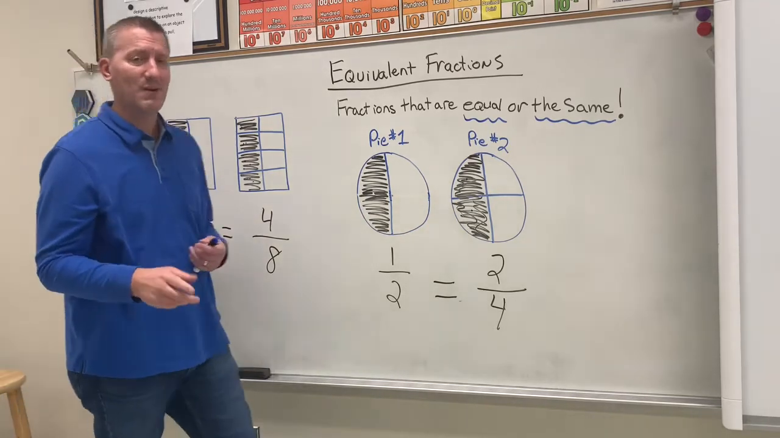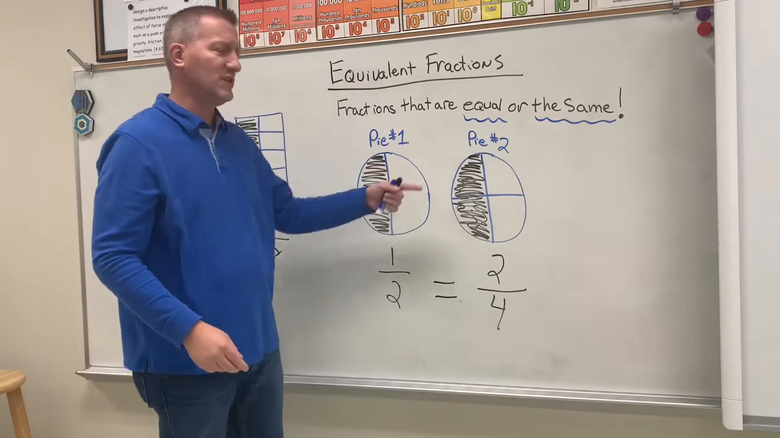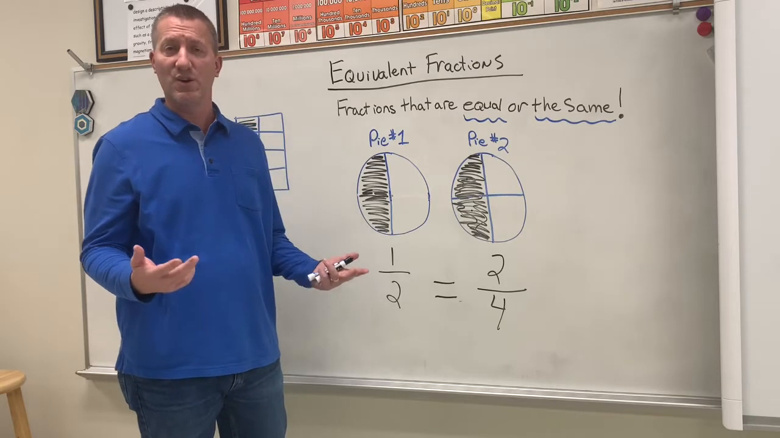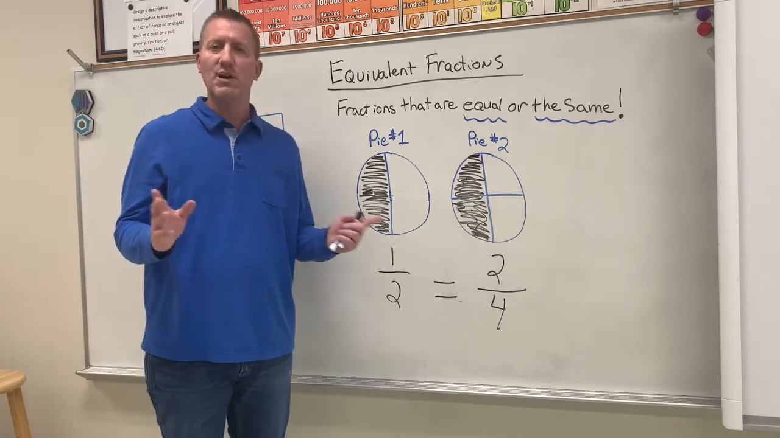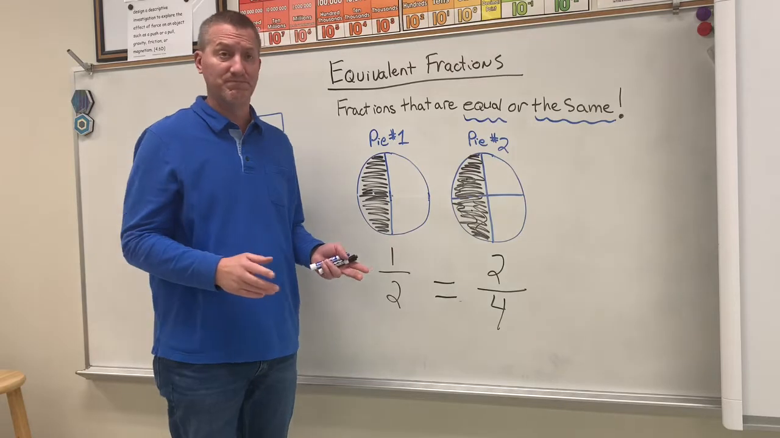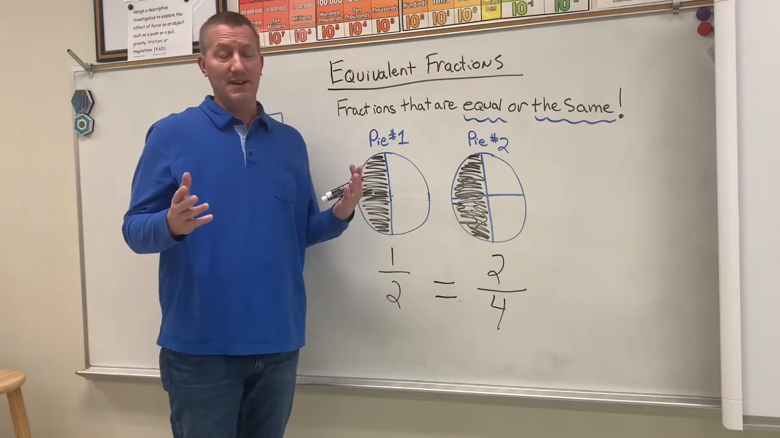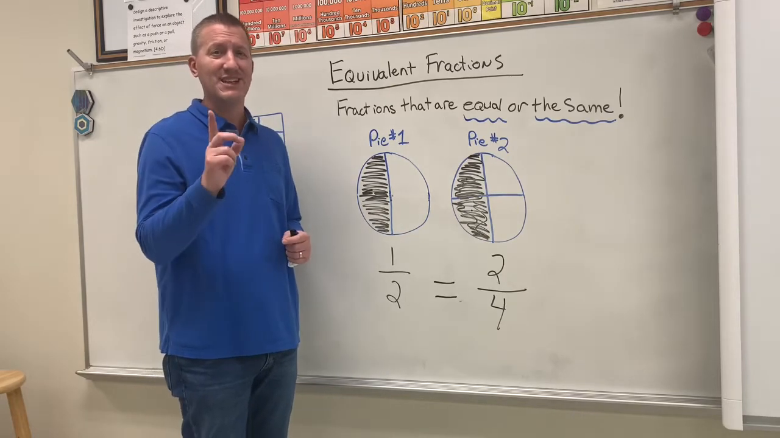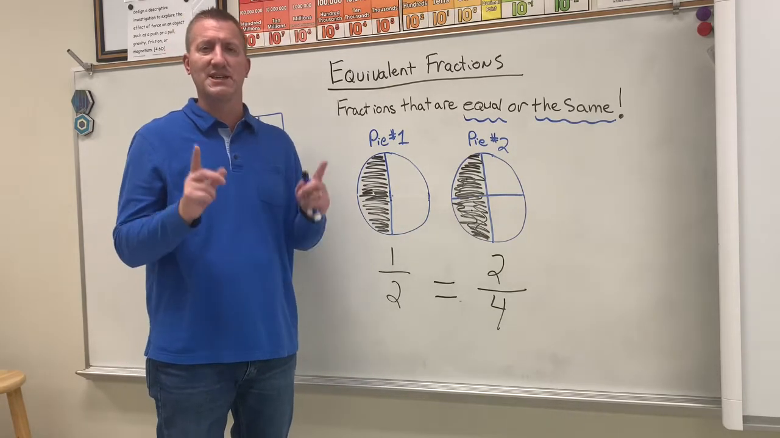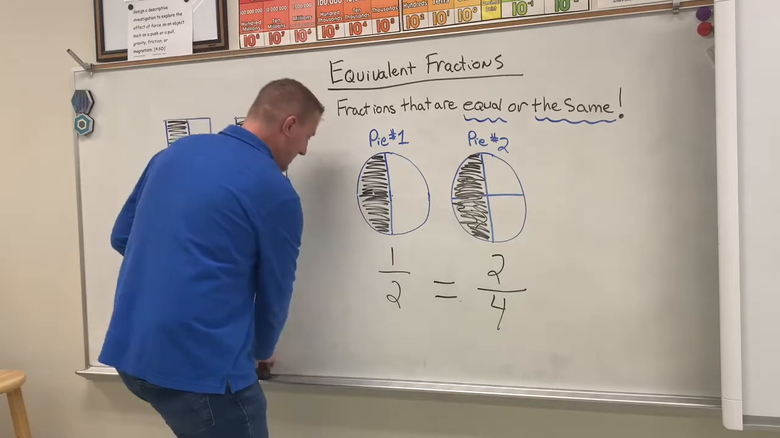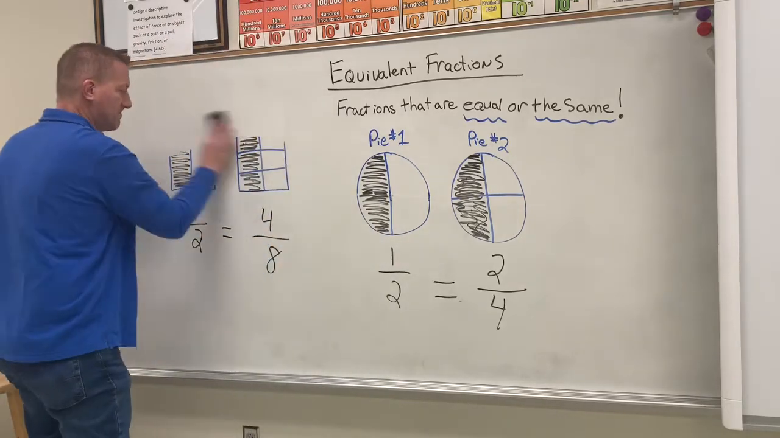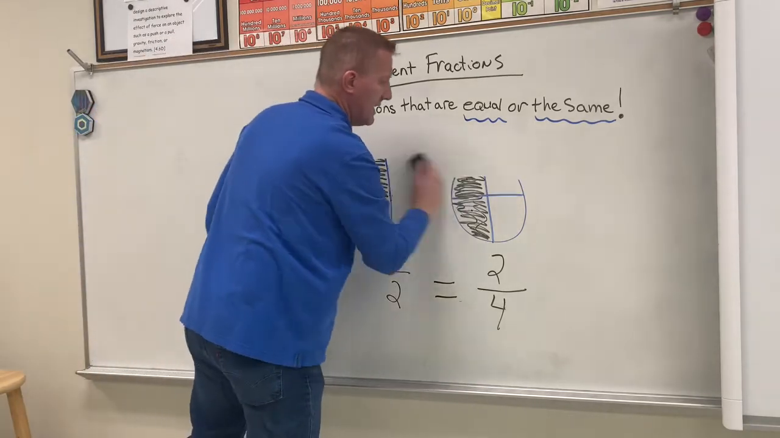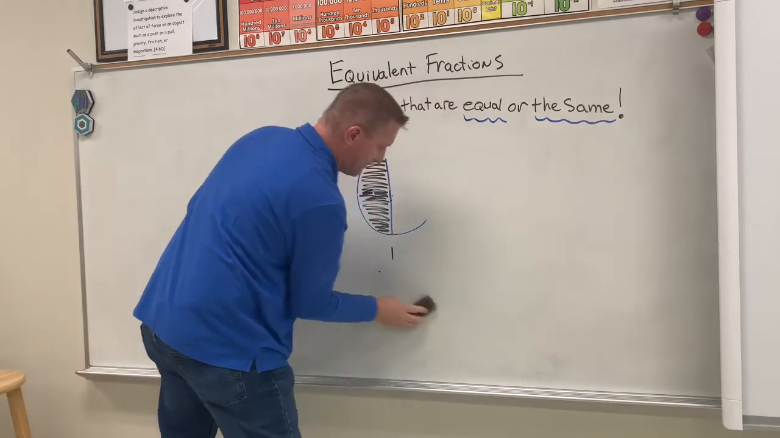Now, you might be saying, well, gee, Mr. Poole, are we going to have to draw a picture of every fraction that we want to see if they're equivalent? No, you don't have to draw a picture for every one. In fact, if you did, it would make it really difficult to find equivalent fractions. There's an easier way to find equivalent fractions, and I'm going to show you it right now. Let me erase this.